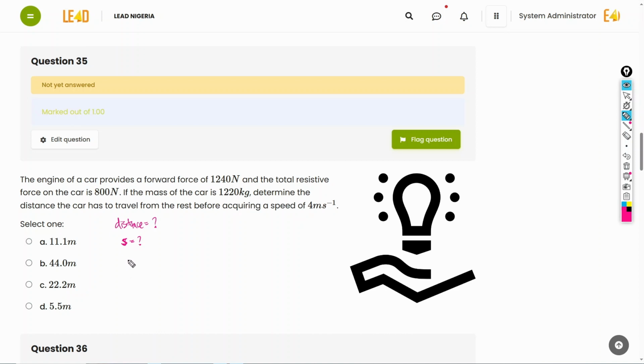We have U as 0 from rest. We have V as 4 meters per second, final velocity. And we need acceleration, because we can get acceleration from what we have up there, right? So we can use Newton's second law that says net force is equal to the mass times acceleration. So we have a car.